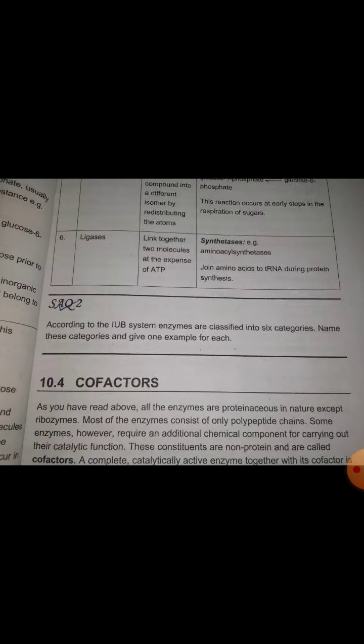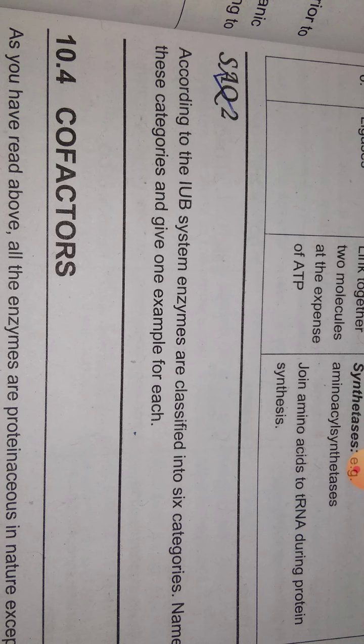Now moving toward the next question. What is the next question? According to the IUB system, enzymes are classified into 6 categories. So we have to name these categories and give one example for each. Okay. So the first one is oxidoreductase. Oxidoreductase, cytochrome oxidase is its example.